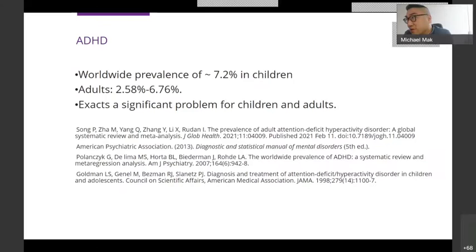And same thing with adults. If you're having trouble with attention and impulsivity, it might be hard to get a job that you like and maybe hang on to that job that you already have.